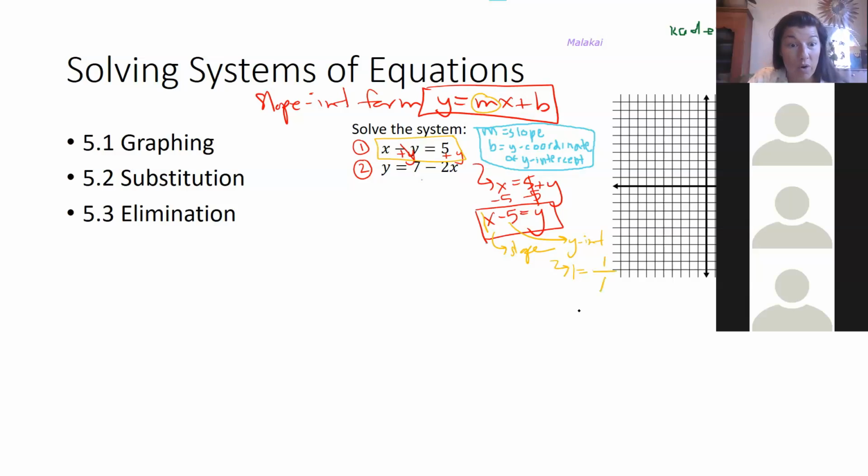1 is equal to 1 over 1 as a fraction, which means I'm going to go up 1 over 1. 1, 2, 3, 4, 5. I have the case of the disappearing coordinate pair again. 1, 2, 3, 4, 5. Okay, so that y-intercept should be right there. Is that showing up on your guys' end, -5?